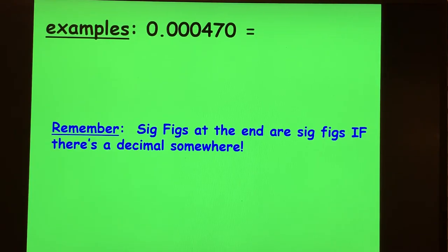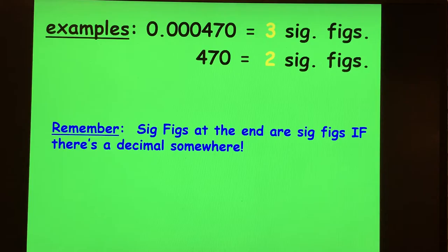0.000470, how many significant figures? All leading zeros are not significant, so how many? 3, right? The 4, the 7, and the last 0. How about here? 470, how many sig figs? Right, only 2, because there's no decimal. So only the 4 and the 7 count. It's all weird, but it'll make sense when we start actually using it in this class.